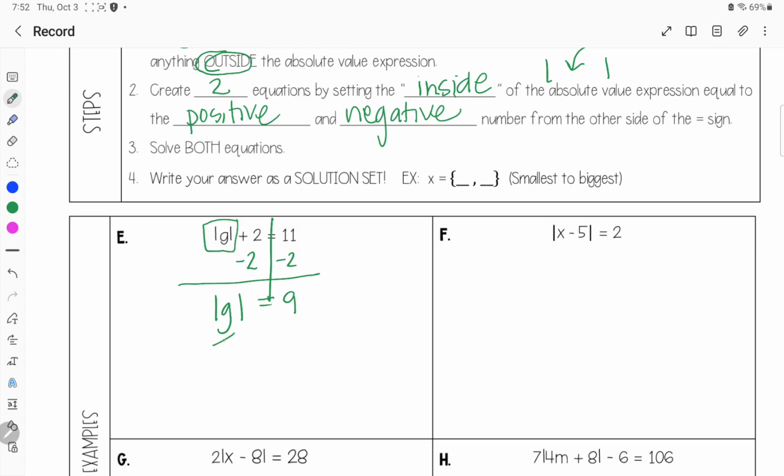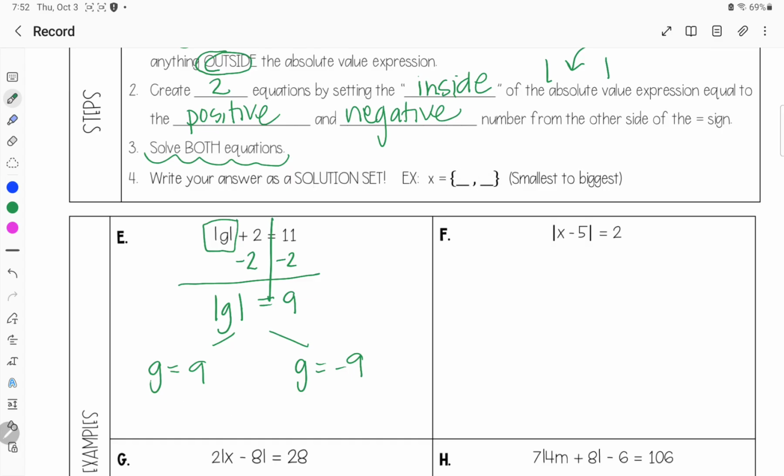So we have two equations. We're going to have g equals the positive form and g equals the negative form. Then we're going to solve both equations. In this case, there's nothing to solve. And then we're going to write our solution set. So it's going to be written like this.